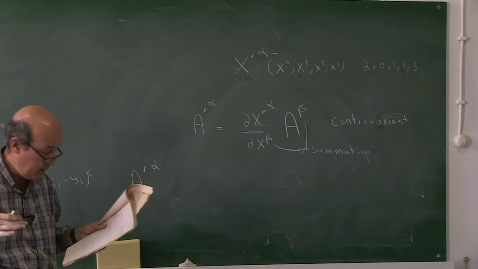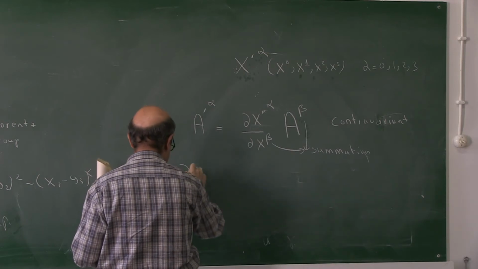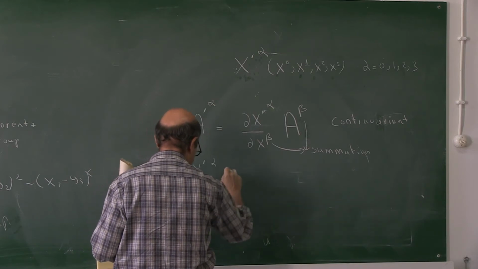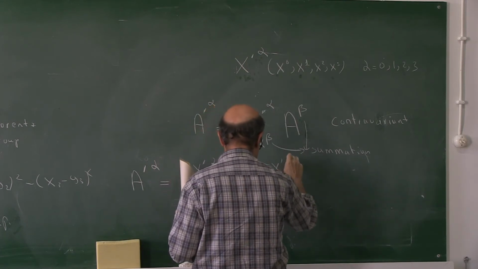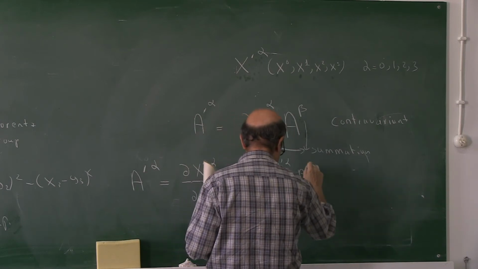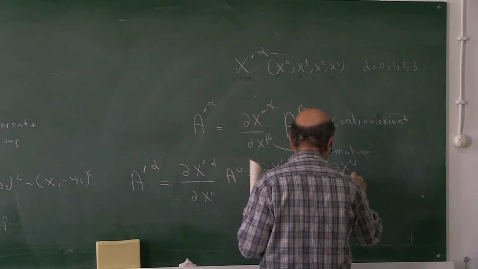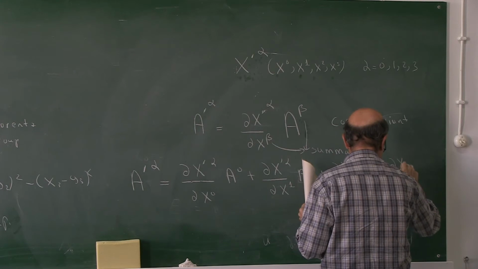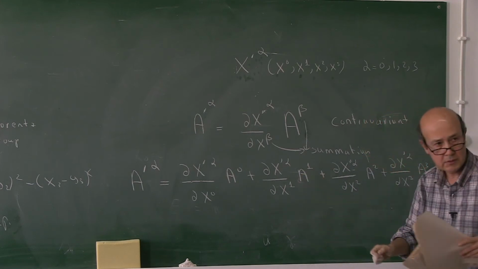Alpha could be 0, 1, 3. It doesn't matter. So the open form of this is nothing but the following: ∂x'^α/∂x^0 a^0, ∂x'^α/∂x^1 a^1, ∂x'^α/∂x^2 a^2, ∂x'^α/∂x^3 a^3. We will not write this all the time, but just to show you.